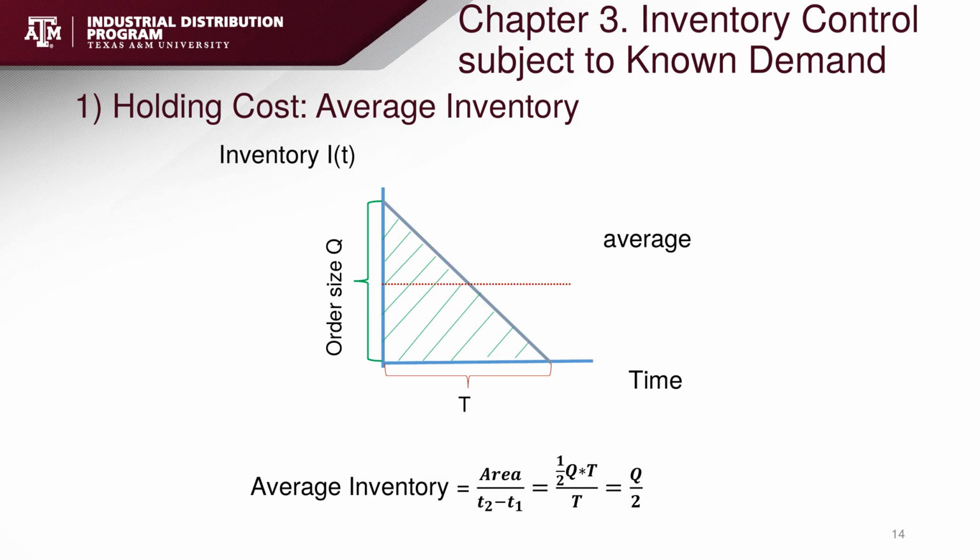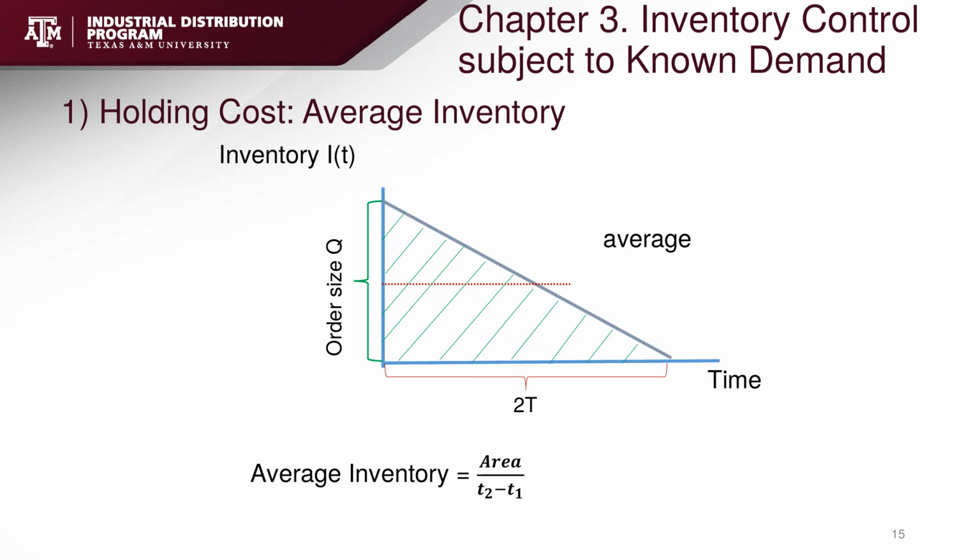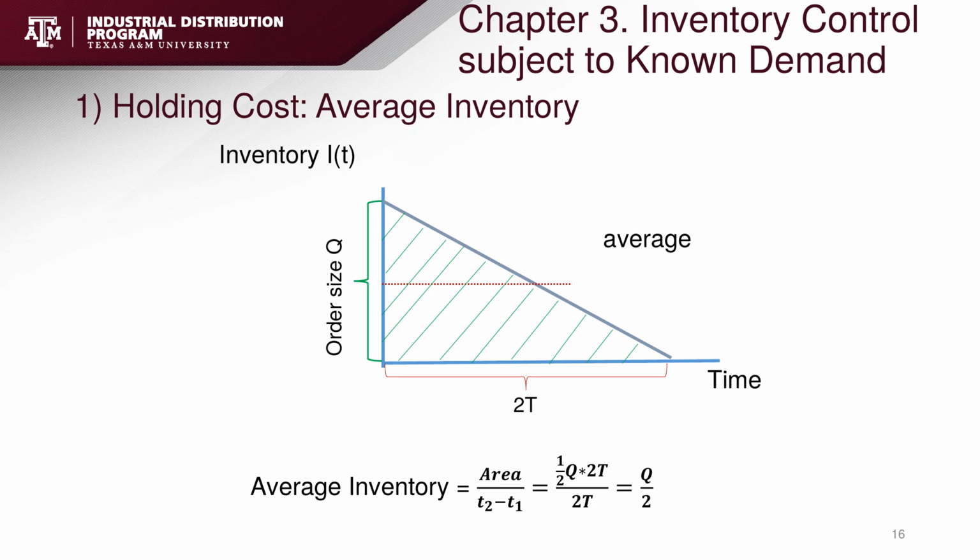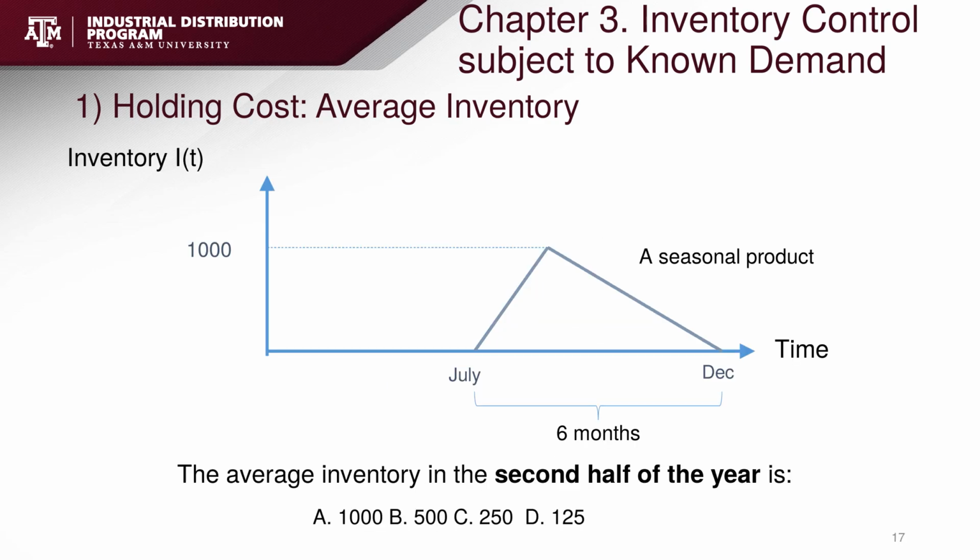But what if the cycle length is different? Well, let's check. Now imagine a longer cycle. We have the same starting height Q, but the time axis is 2t, twice as long. Same logic, average inventory equals area divided by the time interval. If we plug in the numbers, the area is 1/2 times Q times 2t. Divide that by 2t and everything cancels except Q over 2. Now here's the punchline. Cycle length doesn't matter. As long as inventory drops linearly from Q to 0, your average inventory is always basically half of your order quantity.